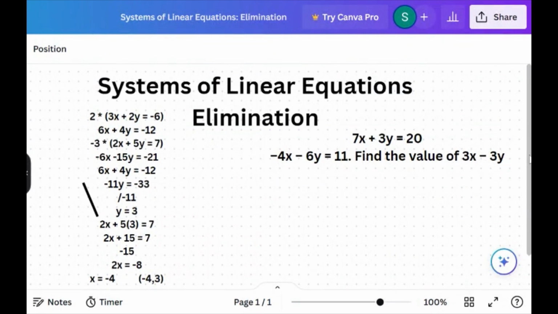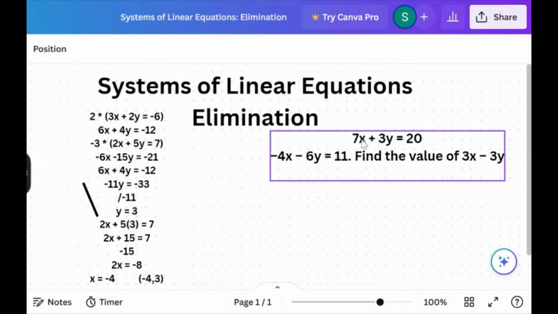Now, for the second example that we have here, the question is 7x plus 3y is equal to 20, negative 4x minus 6y is equal to 11. Find the value of 3x minus 3y. Now, notice here how they don't want you to find the solution, like the exact x and y value. They want you to solve for this expression.